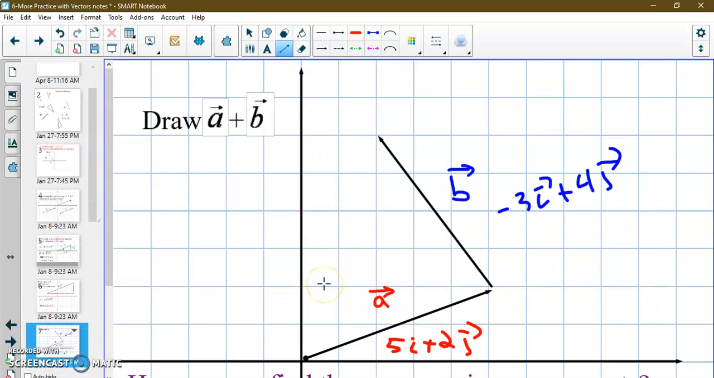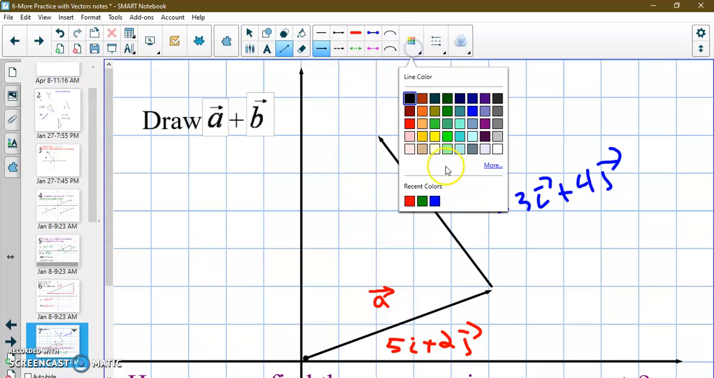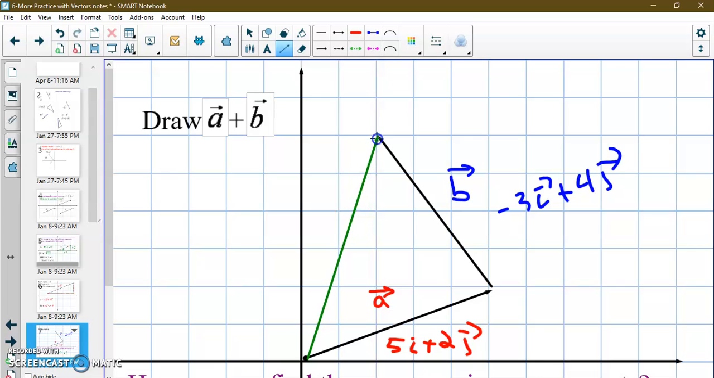Okay, so now we want to draw vector A plus vector B. So we still have the same vector A, 5i plus 2j here, but now we've got a different vector B. If we're thinking about our terminal point here, we're going left 3 and up 4. So going left 3 would be negative 3i, and up 4 would be plus 4j. If we were to draw it, we're going to start at the tail of A and go to the head of B. So this right here is going to be the resultant vector of A plus B.